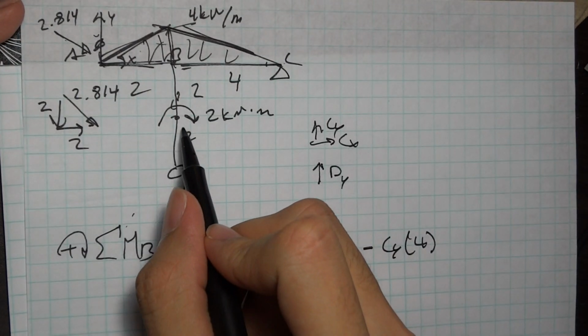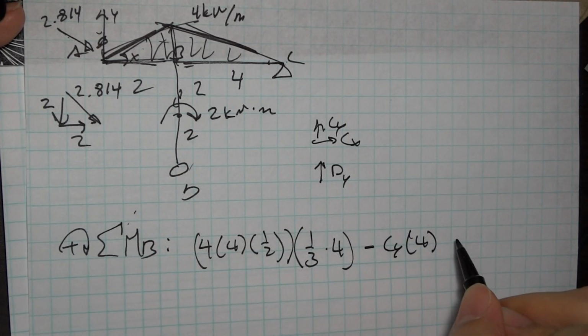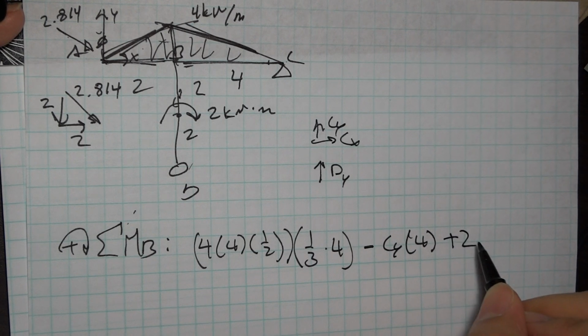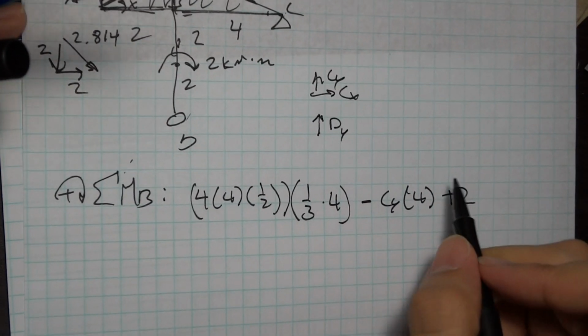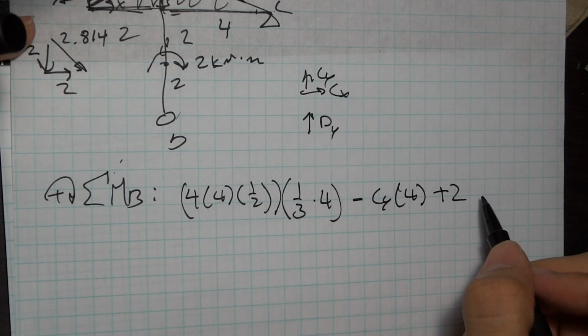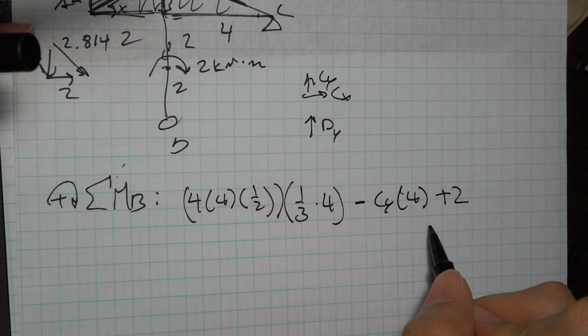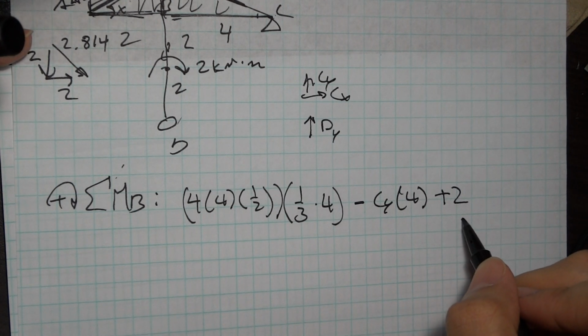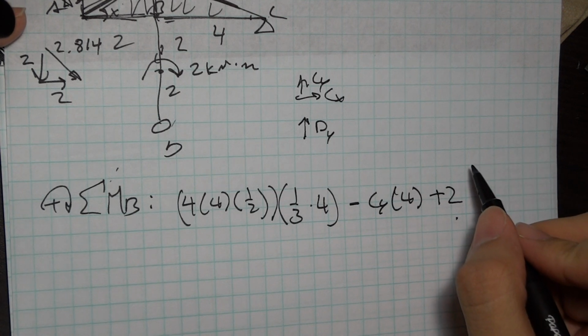Remember what I said earlier, it doesn't matter where this thing acts, because I have an applied moment, I just need to add 2. I don't need to worry about multiplying it by any distance, any fulcrum or anything. It's already in terms of force times distance. This is force times distance, force times distance. This is force times distance already, so I don't need to do any other terms.